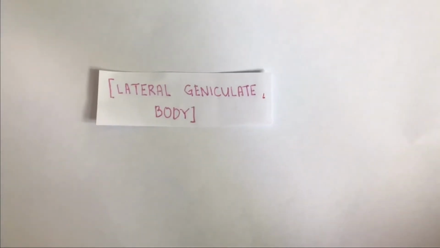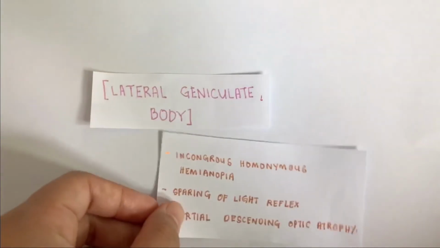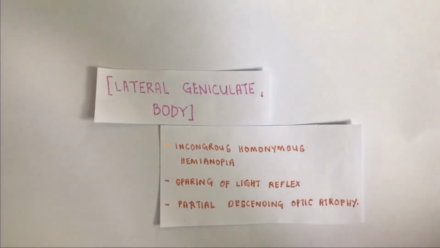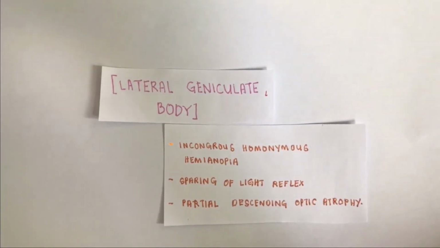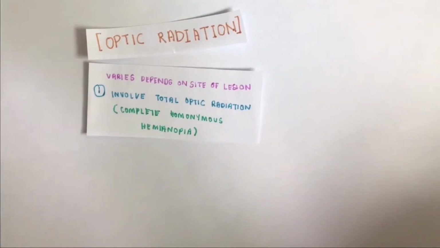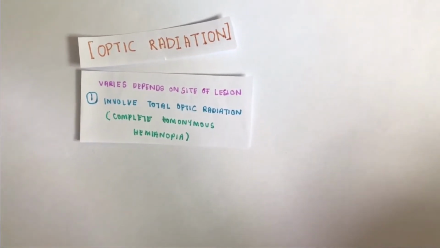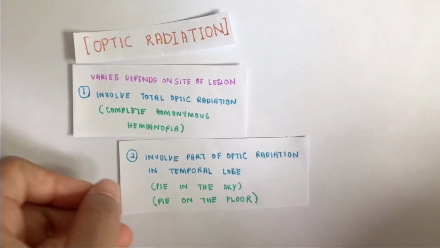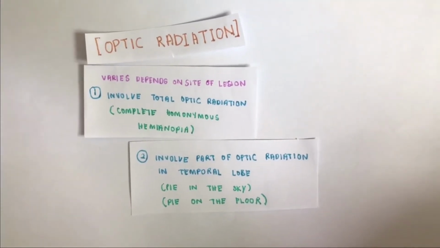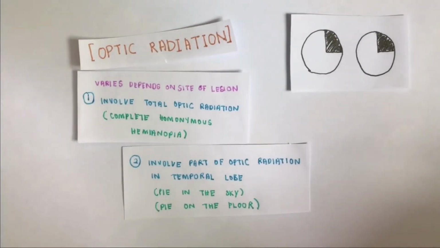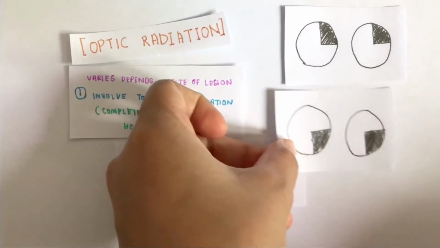Next is the lesion in the lateral geniculate body, LGB. It is incongruous homonymous hemianopia, sparing of light reflex, and partial descending optic atrophy. Lesion in the optic radiation. The first one is the involvement of total optic radiation, and it is more congruous. The second one is the involvement of part of the optic radiation in the temporal lobe, which is called pie in the sky, and the other is pie on the floor.